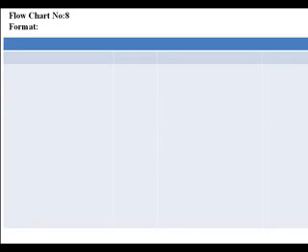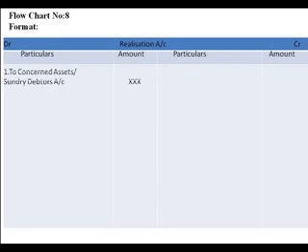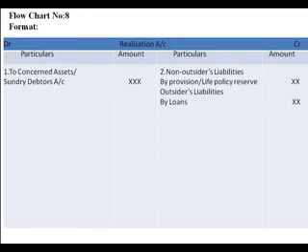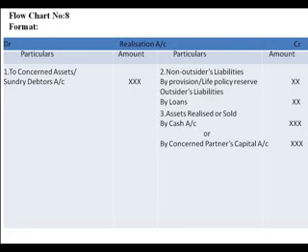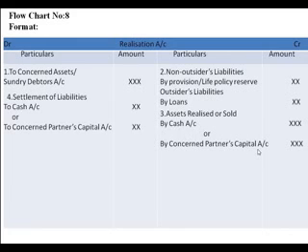Here I am summarizing all the points. What is the first point? We should transfer all the assets. That is the first point. The explanation I already told. Second point, we are separating outsiders liability and non-outsiders liability. Third point, assets realized. Realization of assets should be taken in two forms, either by cash or the concerned partner's capital. Fourth one, settlement of liability.